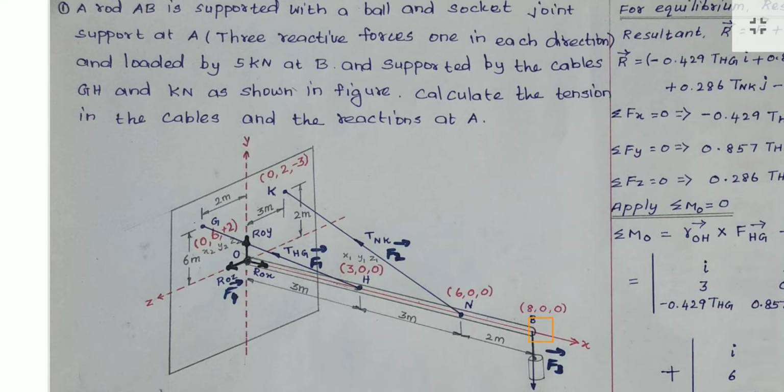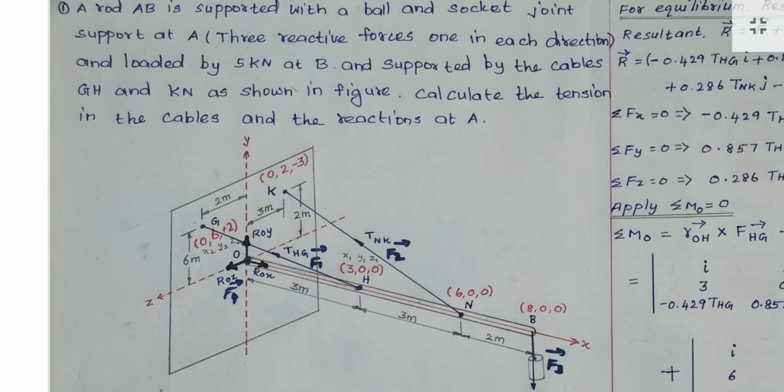Then B point is 8 meter distance, 0, 0, 0. So these 3 points are in the x axis. Then what is the coordinate for K? Okay, K point. K means there is no x distance, which is in the YZ plane. So x distance is not there. So okay, x value is 0.